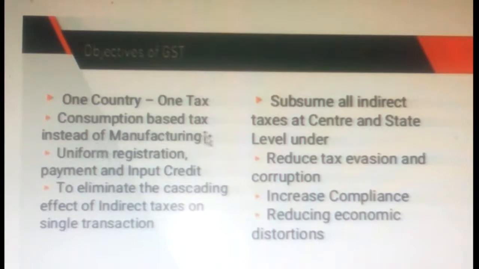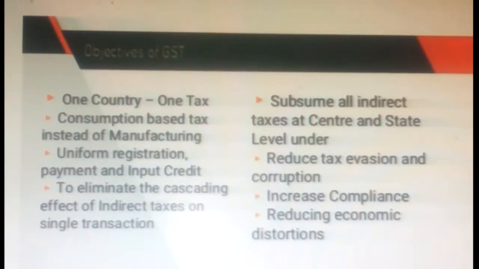Then, a consumption based tax instead of a manufacturing based tax. Whenever any buyer consumes the product, they have to pay tax, instead of at manufacturing. Earlier there were different taxes like excise duty. Then uniform registration: common registration for all, like payment and input credit. What is input credit? You will discuss it later on. Here is just your idea: the meaning of GST, and what the objectives and features are.